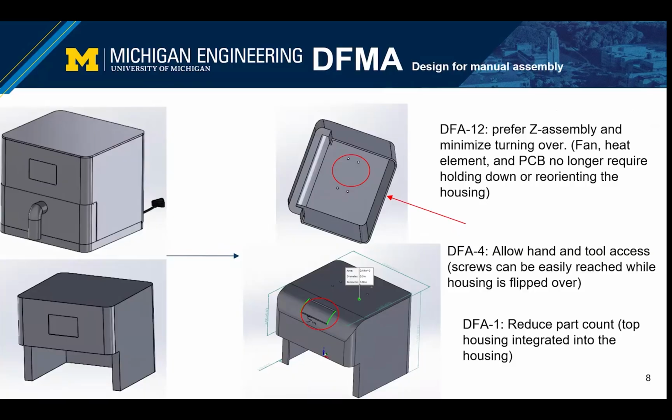In this case, we redesigned based on DFA-12 to prefer Z-assembly and minimize turning over and rotating the part to assemble everything. The fan, the heating element, and the PCB no longer require holding down and reorienting in the housing. Also, DFA-4 makes the screws for the assembly of the screen, PCB, and fan significantly easier to reach, as opposed to our initial design where the screws did not have as easy hand and tool access. We also integrated the top housing with the remaining housing using DFA-1 to reduce the part count.